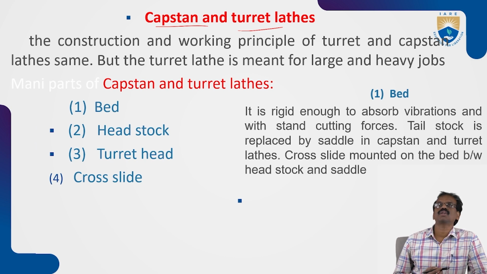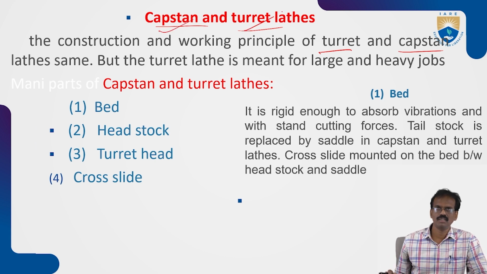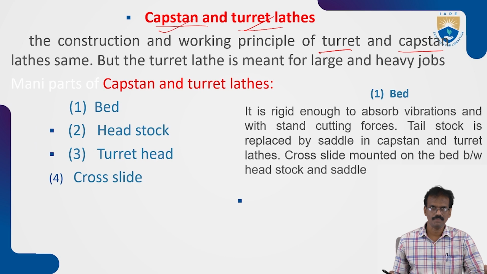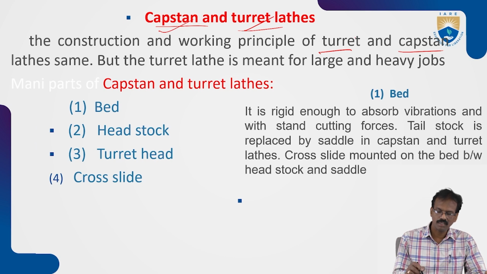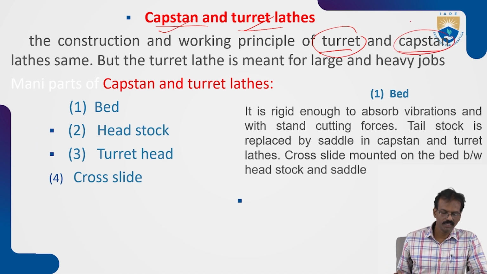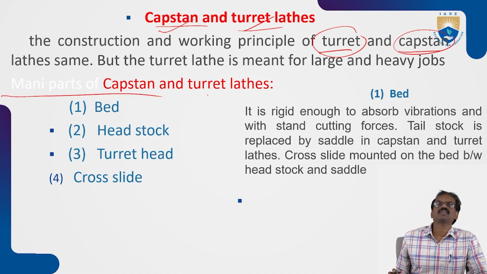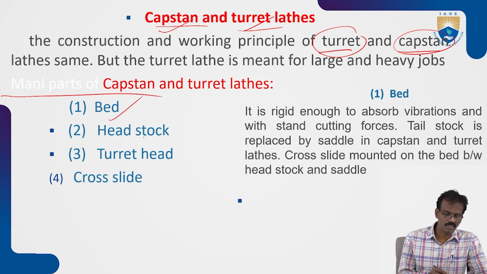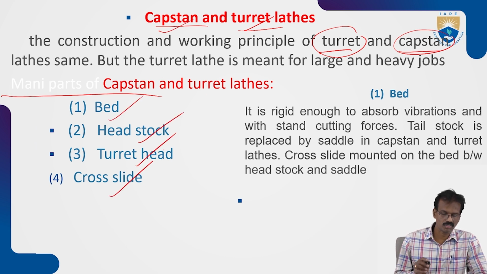The construction and working principle of the turret and capstan lathe are the same. Both are about 90% the same. But in the turret lathe, we'll see a turret head, while in the capstan lathe, ram movements will be provided. The main parts of the capstan and turret lathe are first the bed, headstock, turret head, and cross slide.